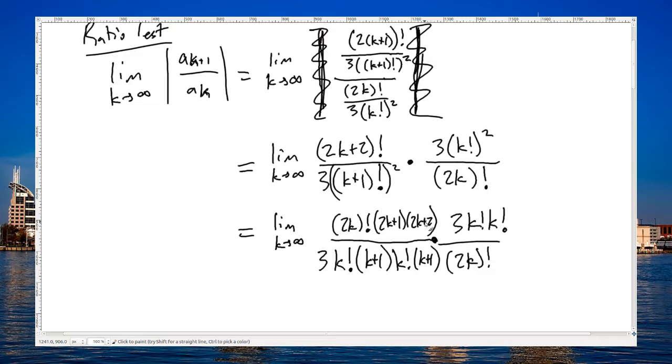So now that we're here, a lot of stuff should cancel pretty nicely. My 2k factorials cancel. My k factorials cancel here, here, and here. And so it's a big old mess, but what does that mess end up being? Well, I see that there's a couple of 3's. I can cancel those as well, huh? So I'll cancel this 3. I cancel that 3.